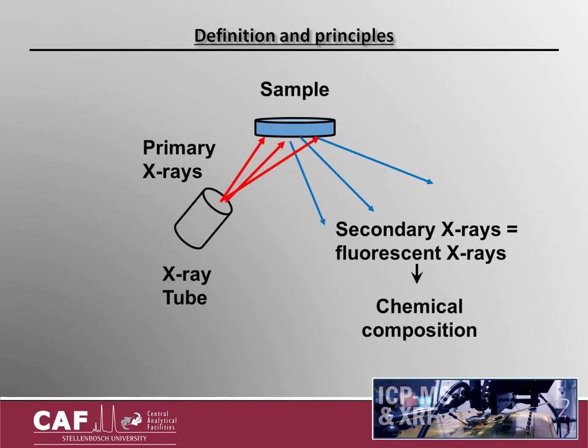Applying this concept to the XRF spectrometer, the primary X-rays produced from the X-ray tube will interact with atoms from the sample to emit secondary or fluorescent X-rays. The emission of the fluorescent X-rays will produce a characteristic line spectrum, as mentioned previously. This line spectrum will allow for the determination of chemical composition of the sample.